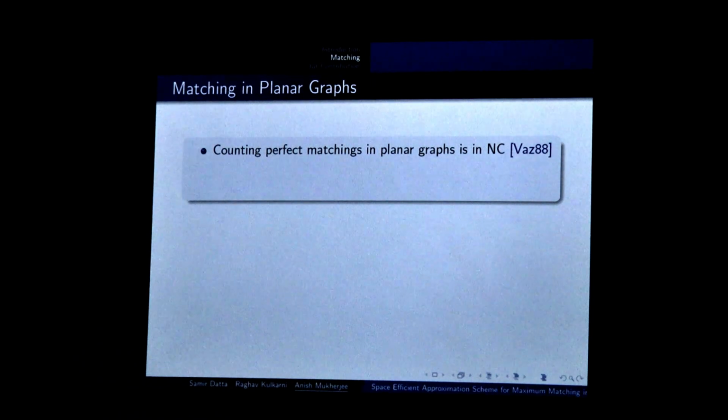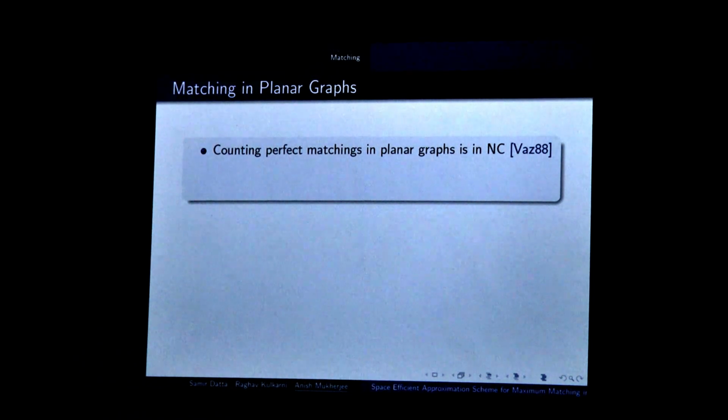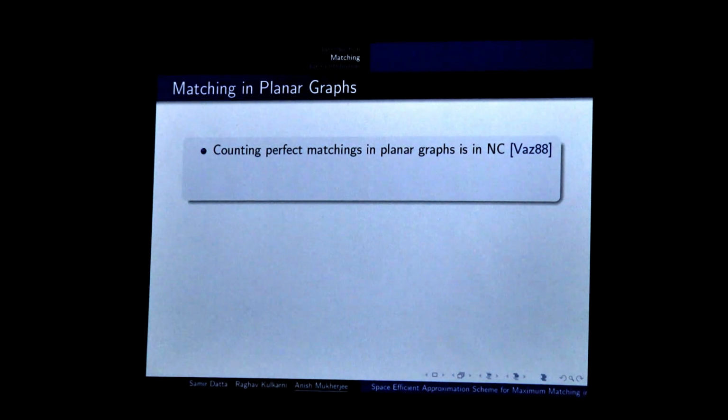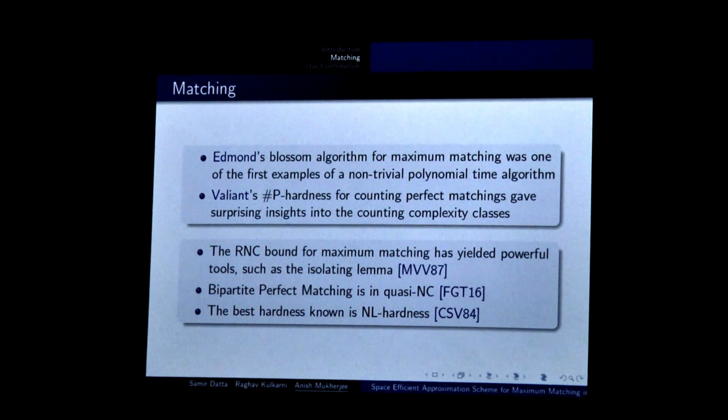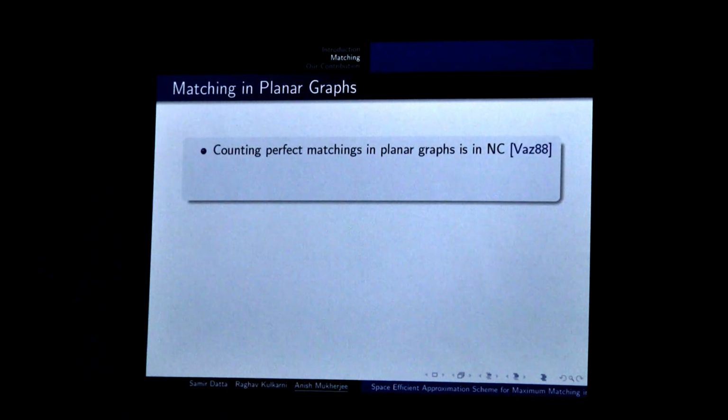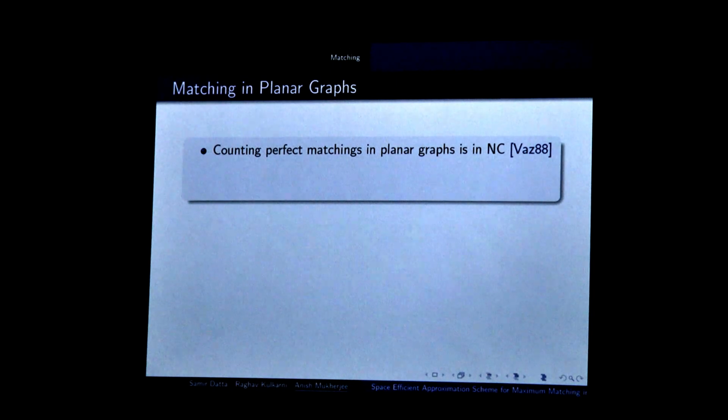But Kasteleyn's theorem was for planar graphs. So let's see what we know about matching in planar graphs. One very surprising result is that in general graphs, counting perfect matchings is #P-complete, but if you go to planar graphs, we know that it's in NC. So we can do much more if we are talking about planar graphs.